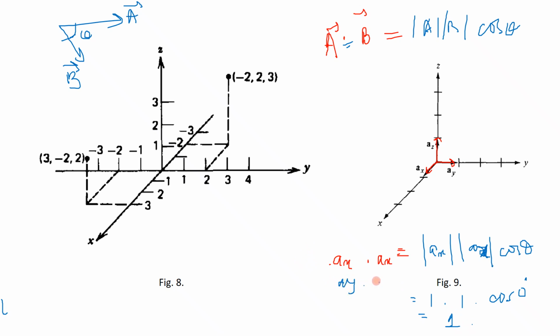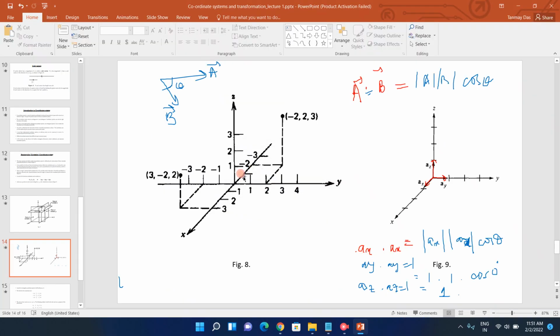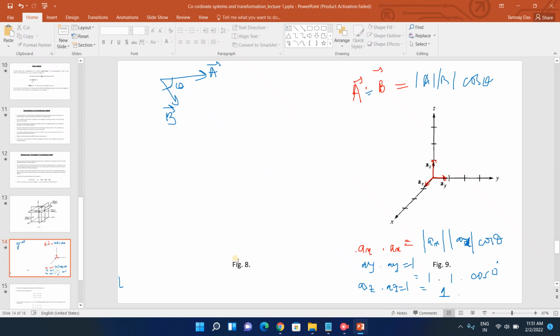So that means if you take any unit vector, say y dot y, then also you will get 1. If you take z dot z, then also you will get 1.